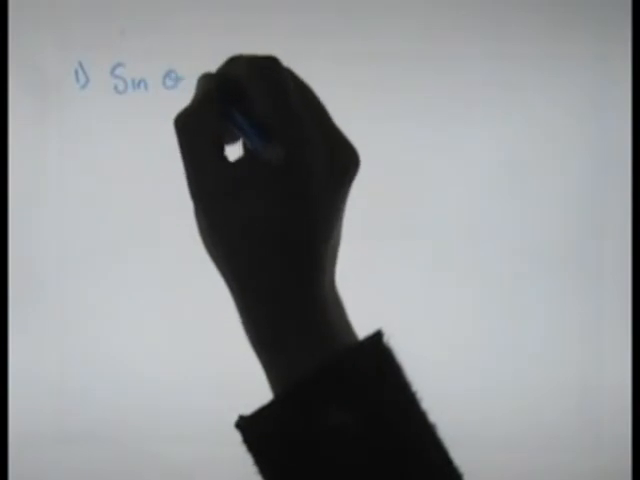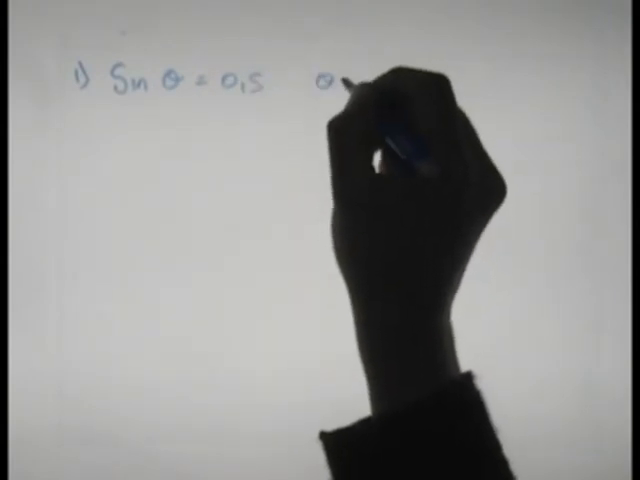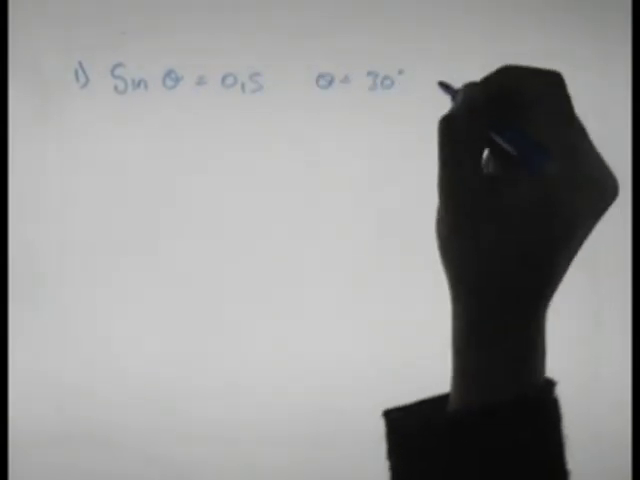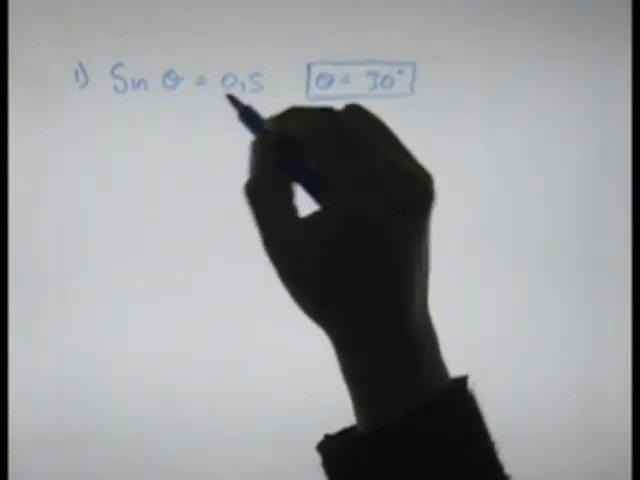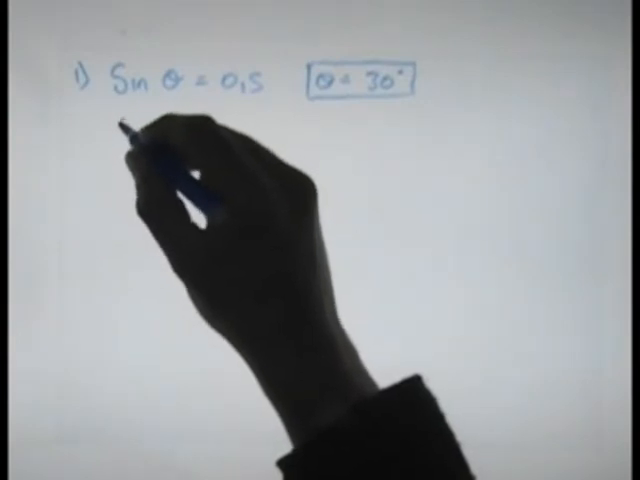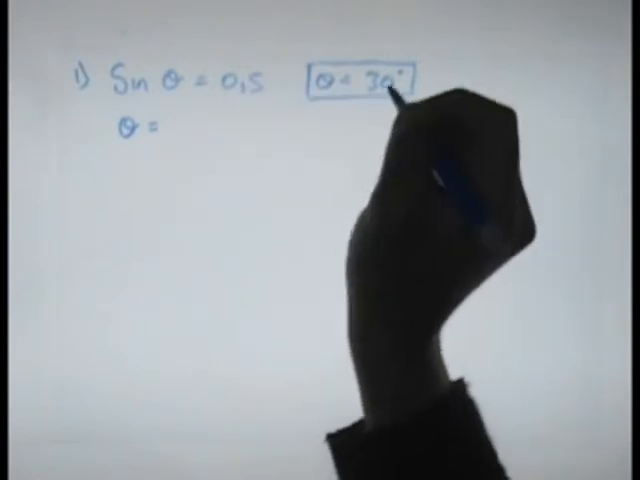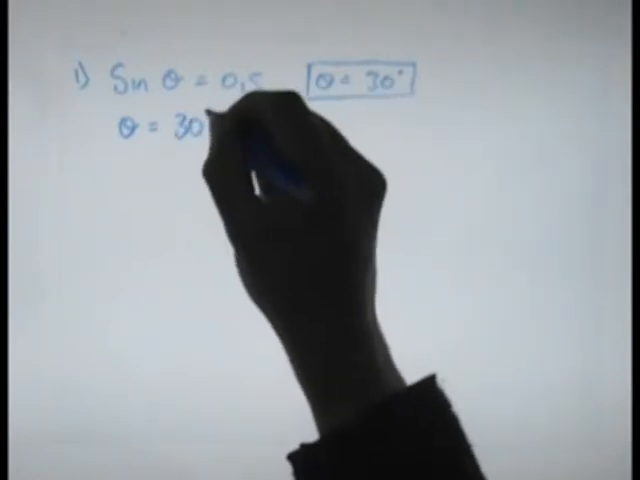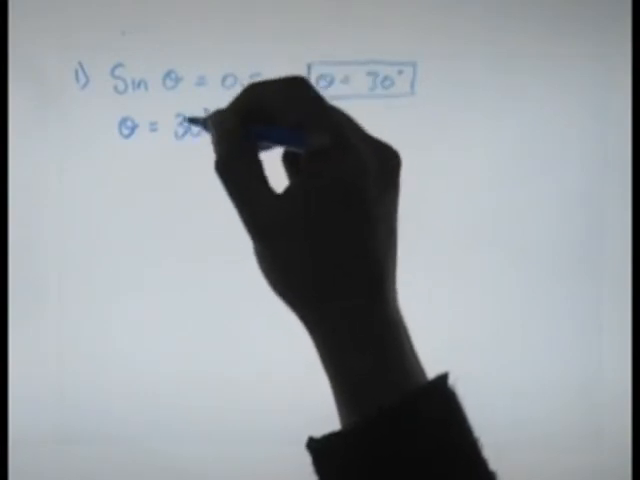The first one I gave you to do read sine of theta is equal to 0.5. Now, this means that theta is equal to 30 degrees, and that's called our reference angle. Sine of theta is 0.5. That means that theta is either equal to 30 degrees. Now, the reason it's 30 degrees is because this is positive. This is in the first quadrant.